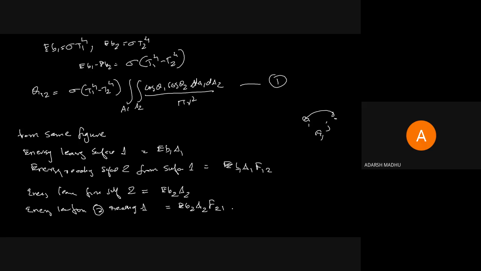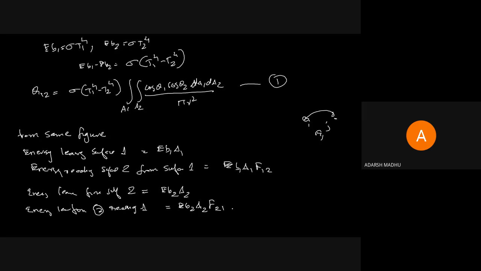Right? 2 to 1. The first condition, as I said, is that the two bodies are black bodies. Both the bodies are black bodies, and we can relate the particular equation as 1 to 2. Energy leaving surface 1 equals EB1 A1, and energy reaching surface 2 from 1 means EB1 A1 F12. And energy leaving surface 2 equals EB2 A2. Energy reaching surface 1 equals EB2 A2 F21. F21 equation മാത്രം മാറുന്നു, F21. Okay.